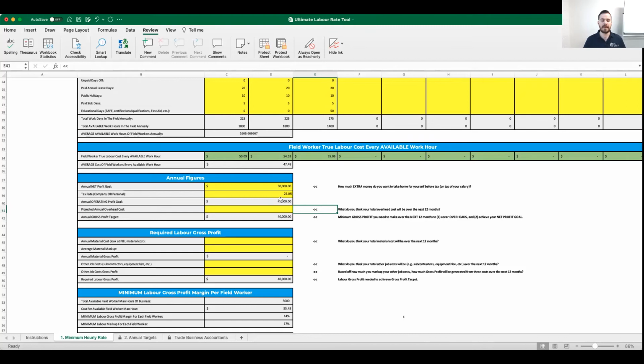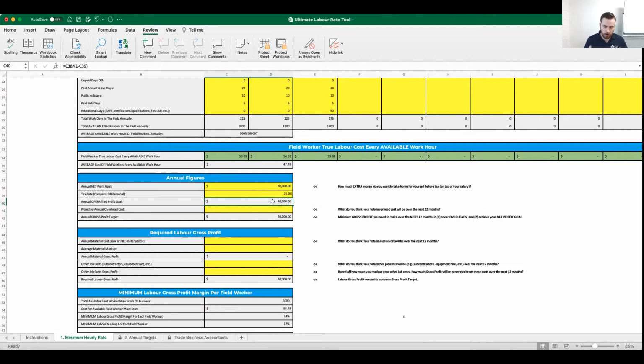So from here, we can see that we've got a net profit goal of $30,000, a tax rate of 25%. That gives us an annual operating profit total of $40,000. So your operating profit is essentially your EBIT, your earnings before income tax. It's the profit before you get taxed.